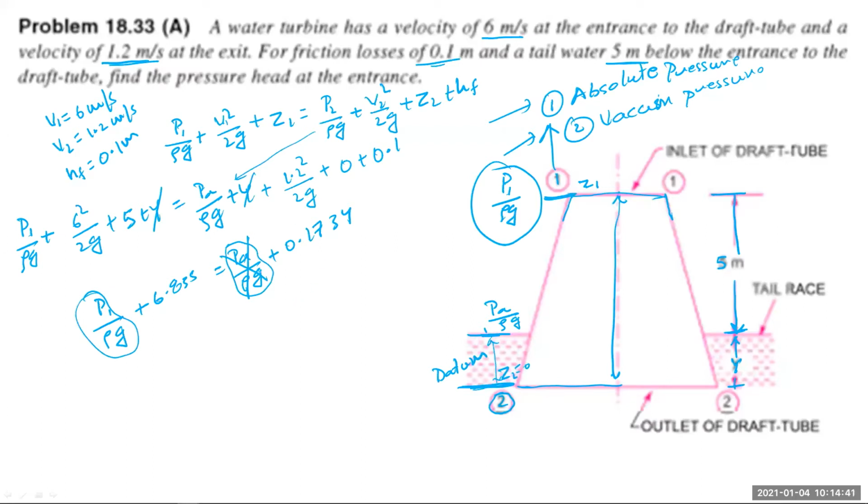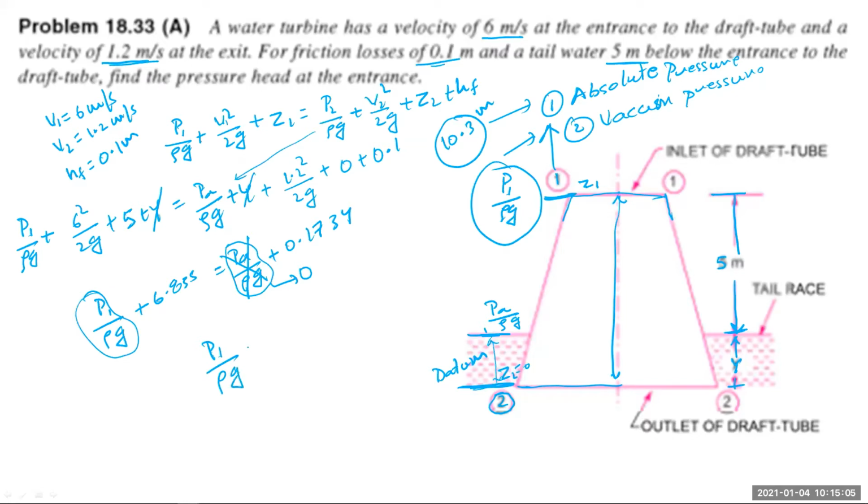If you are considering vacuum pressure, then you make atmospheric pressure 0. If you want to give absolute pressure, you keep it as it is, and you know that for absolute pressure you have to take atmospheric pressure as 10.3 meters in terms of water head. Okay. So when you substitute it, what value will you get?